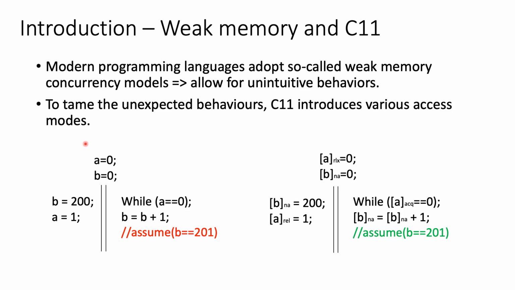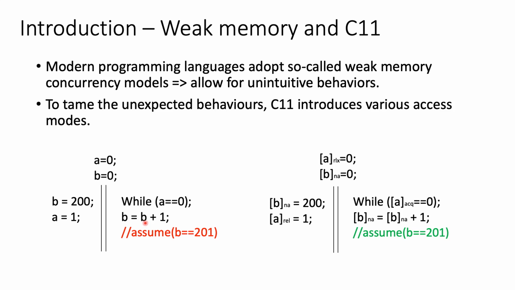Consider, for example, the left program, which has two threads and uses a location A to synchronize these two threads. The initial value in A is 0, and the left thread will write 1 to A after it updates B. At the same time, the right thread reads A repeatedly until A is not 0, which means the value of A was changed by the left thread. We might assume that if the right thread reads B after that, the value of B will be 200, but under weak memory concurrency, this is not guaranteed to be true.